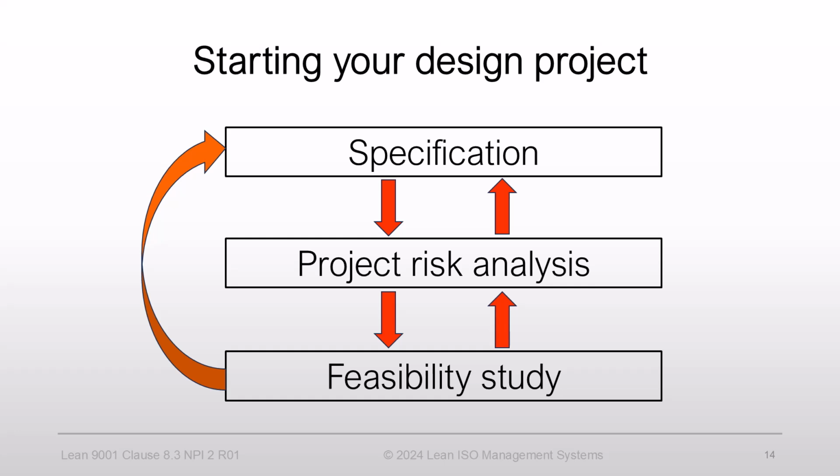These relations may illustrate these three stages of the initial design process. The specification triggers project risk analysis. Risk analysis may generate a need to revise the spec if unacceptable risks are determined. The risk assessment triggers a feasibility study, which may require revisions of both the specification and the risk assessment.